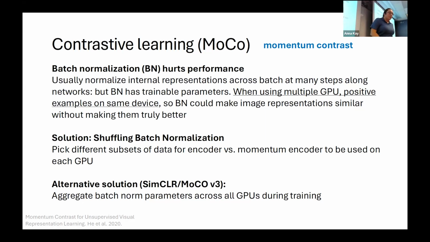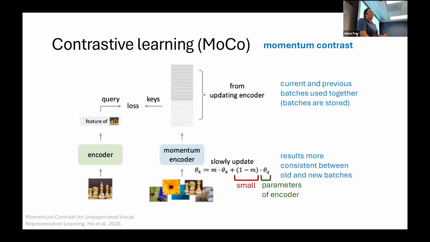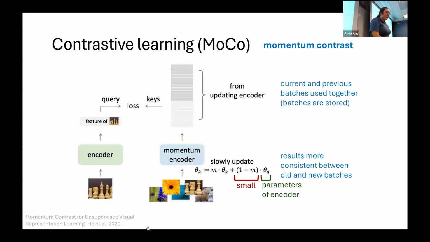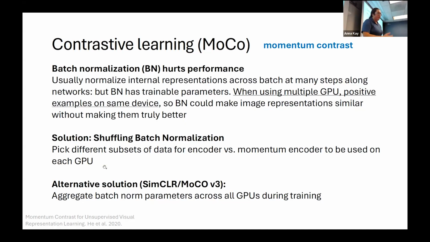And it turned out that the authors were always putting both positive examples on the same GPU. And when they did that, the batch normalization, because it has some trainable parameters, learned to help make the image representations of the same image similar, without actually making them truly better. The authors solved this by shuffling where they put the positive examples, and also having the batch used for the momentum encoder be different from the batch used for the traditional encoder on every GPU. That way the batch normalization couldn't learn to always help align the results of the momentum encoder and encoder, because batches were different between these two models on a particular GPU.